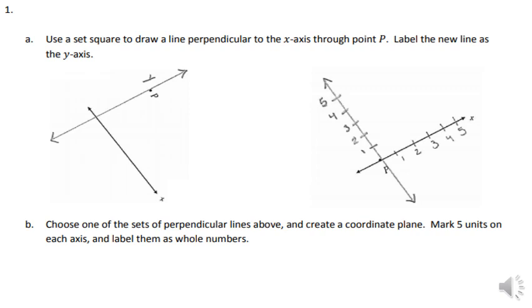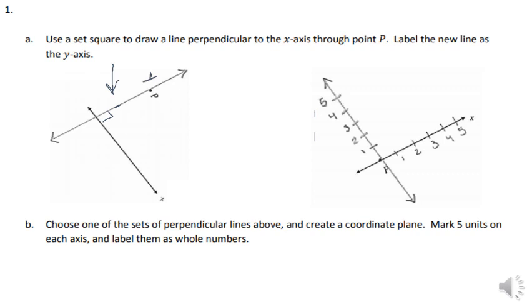Already for us. Give a pointer. And they drew, where's my pen? There it is. They drew this line right here. And they labeled it the y-axis because they drew it perpendicular. Now, it's not exactly, but it should mean when perpendicular, it means it has to be 90 degrees to the x-axis.